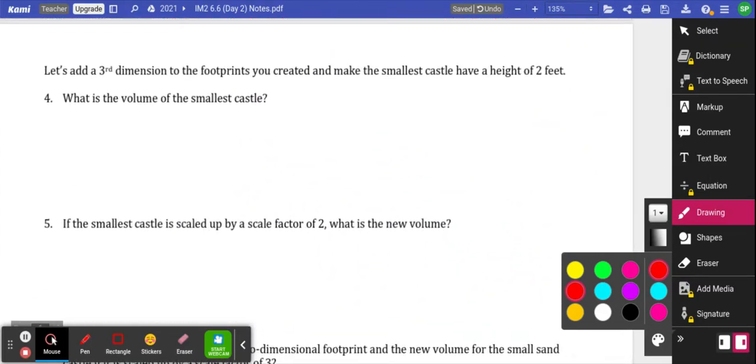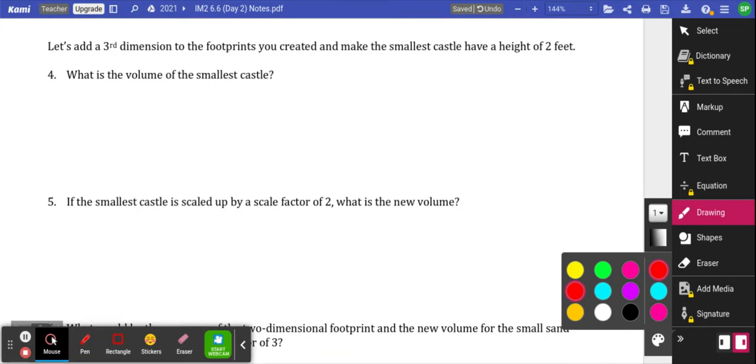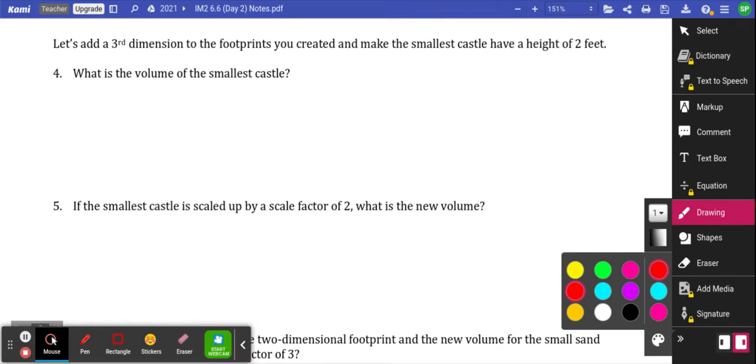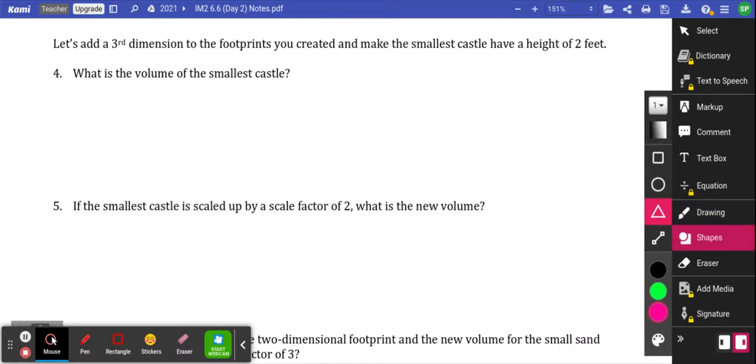Let's go on here. Let's add a third dimension to the footprint you created and make the smallest castle have a height of 2 feet. So now moving forward, we're going to have a 3-dimensional figure, and to make this a little simpler, we're just going to deal with the rectangle. And we're going to make that a 3D shape here. So what is the volume of the smallest castle? Let's make our drawing.